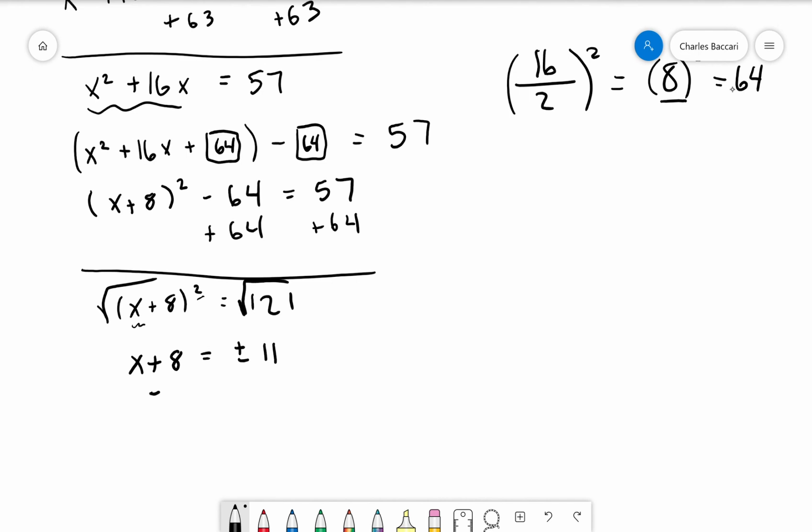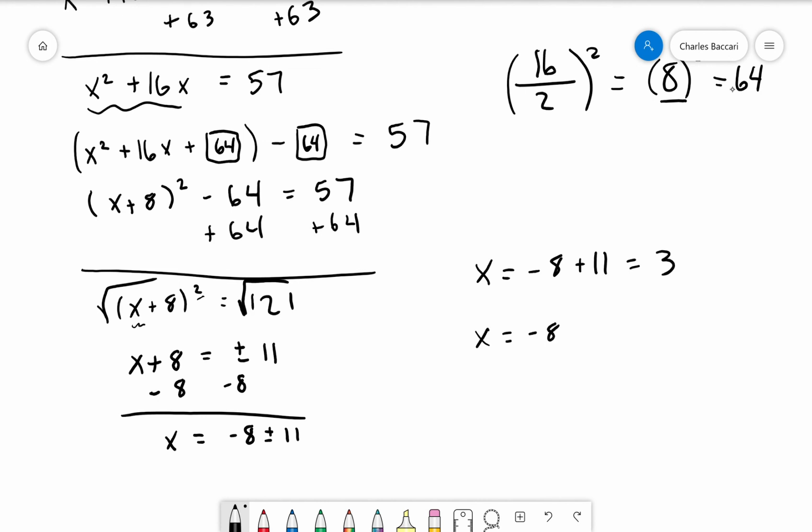So then if we want to finish, we minus 8 from both sides. This gives us x is equal to negative 8 plus or minus 11, which is x is equal to negative 8 plus 11, which is equal to 3, or x is equal to negative 8 minus 11, which is equal to negative 19. So then our solutions are x is equal to 3 or negative 19.